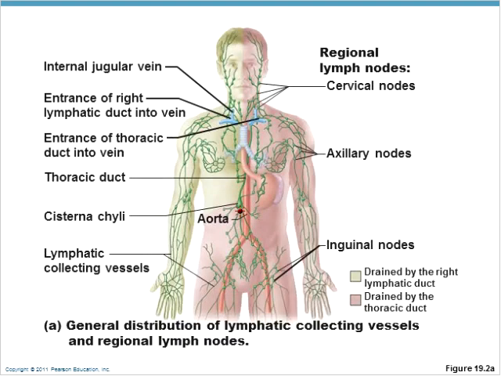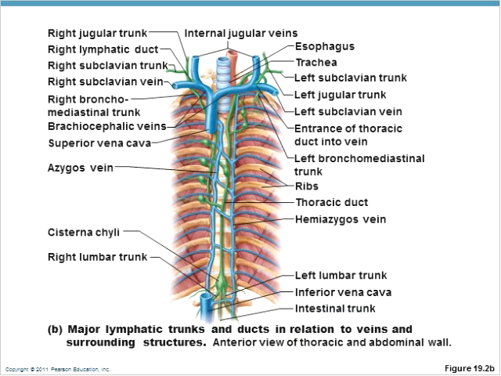Here we go. There's the right lymphatic duct. You get that feel for where it's located. And then you get the thoracic duct, which is everything else, and you get a feeling for where that's at. There's that cisterna chyli we talked about. You see where all that's located as you walk through the process in this graphic. This takes you step by step through where the major lymphatic trunks and the ducts are located in relation to the veins and surrounding structures.